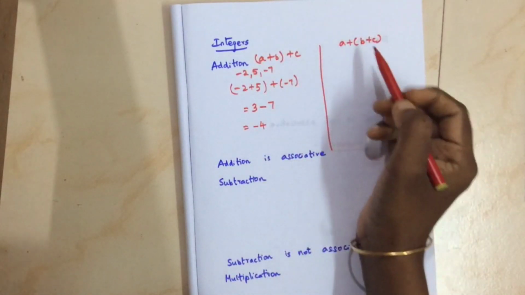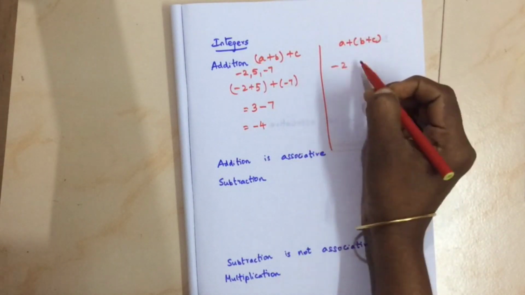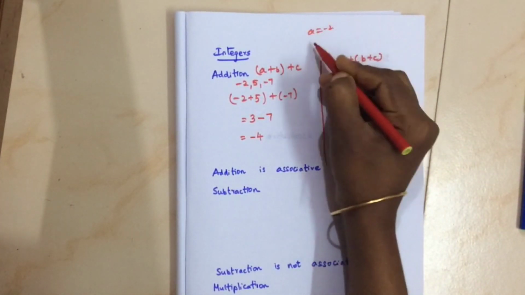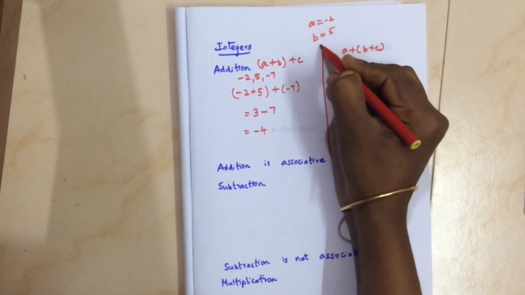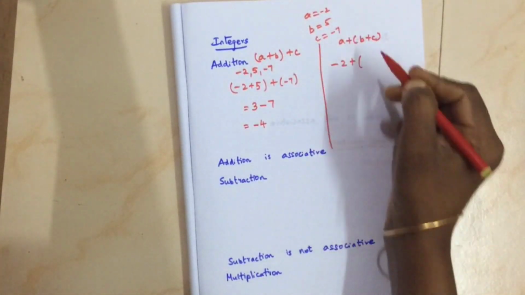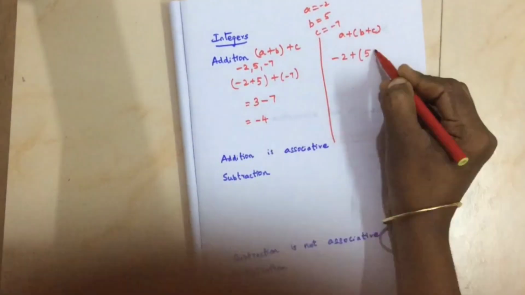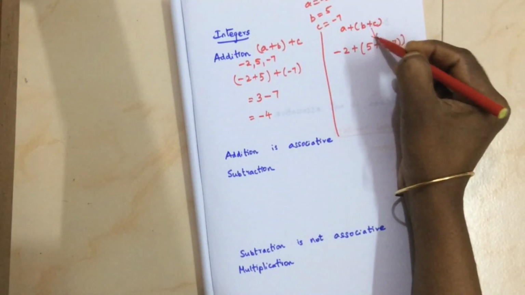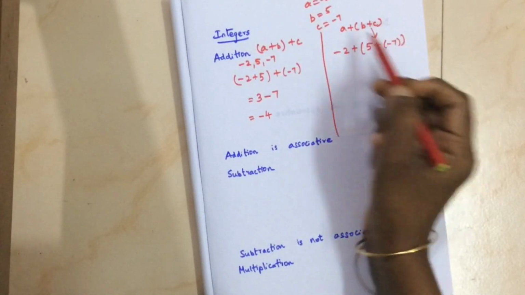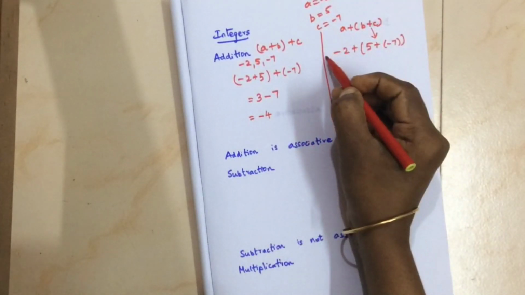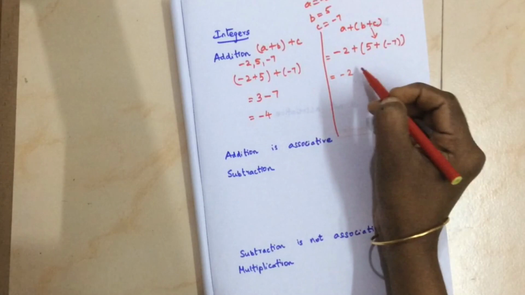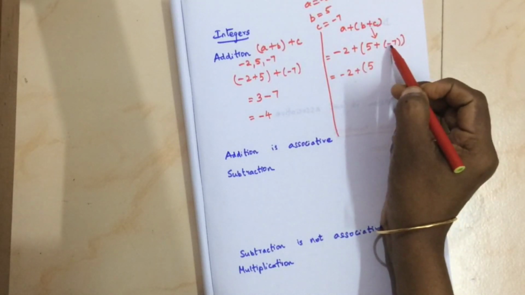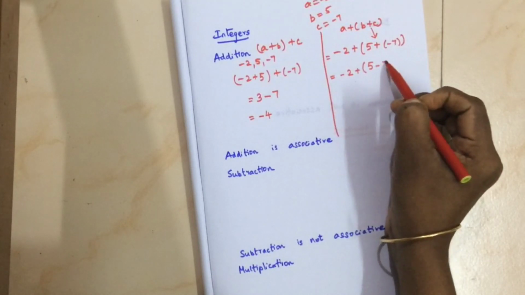So coming to here, A is minus 2 plus, what is B? A is minus 2, B is 5 and C is minus 7. So this is 5 plus C, and C is minus 7. This plus comes from here, and instead of C I am substituting minus 7. So minus 2 plus 5. What is plus into minus? Plus into minus is minus 7.